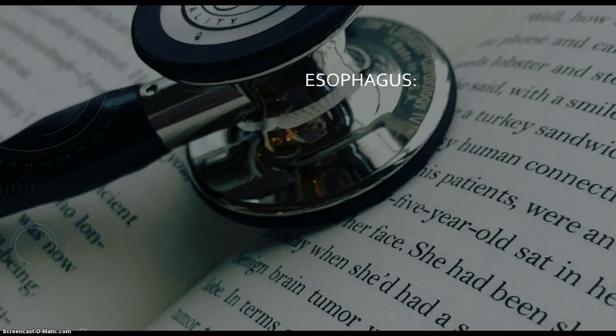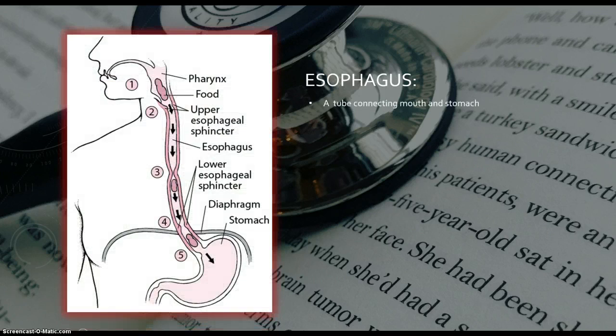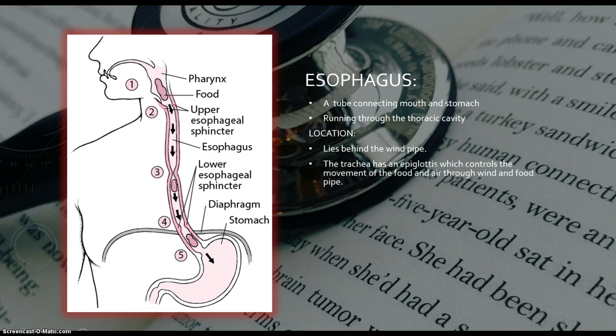Next, we have the esophagus. It is the tube which connects the mouth with the stomach. It runs through the thoracic cavity and is present behind the windpipe. The trachea contains a special organ known as the epiglottis, which controls the movement of food and air through the windpipe and the food pipe. When air is moving, the food pipe is closed. When food is moving, the windpipe is closed, so that these things don't get mixed up with each other.